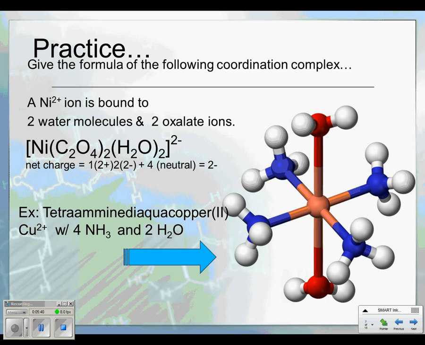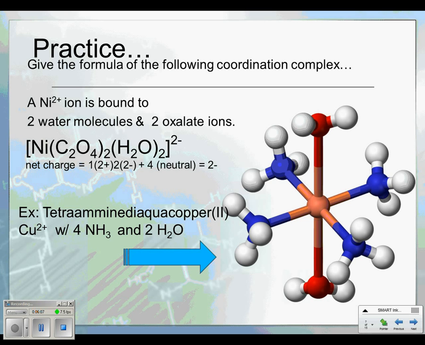so here we have the name. We've got the nickel represented. We've got 2 oxalate ions represented, and we have 2 water molecules represented. And I'm going to go ahead and give you the net charge, and then I'll draw it for you. The net charge is 2 plus for the nickel, and then you've got 2 minuses for oxalate, plus 4 just neutral molecules of water, and that's how you get that net charge of -2.